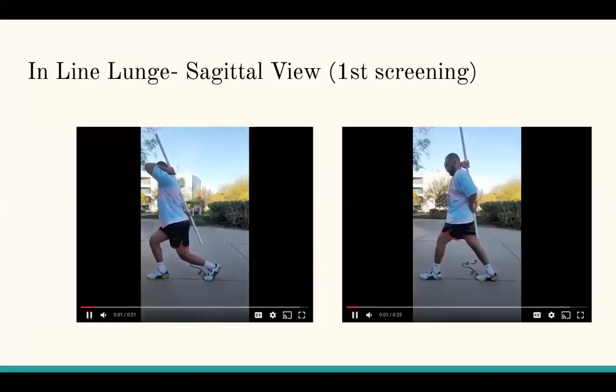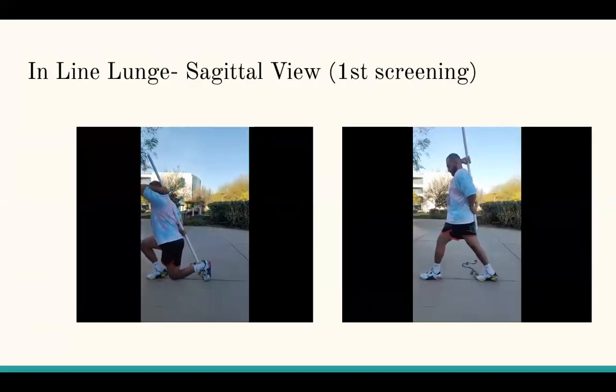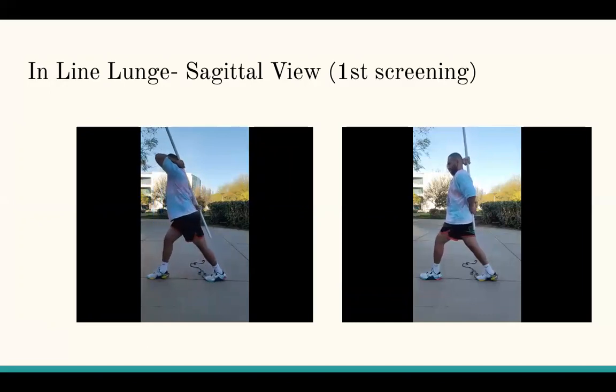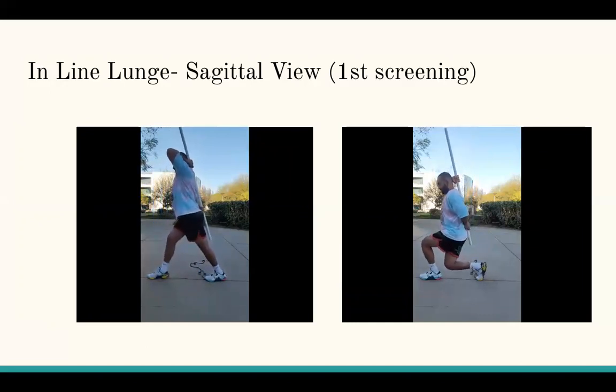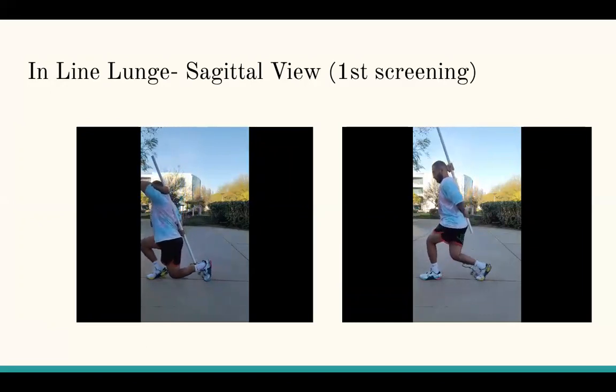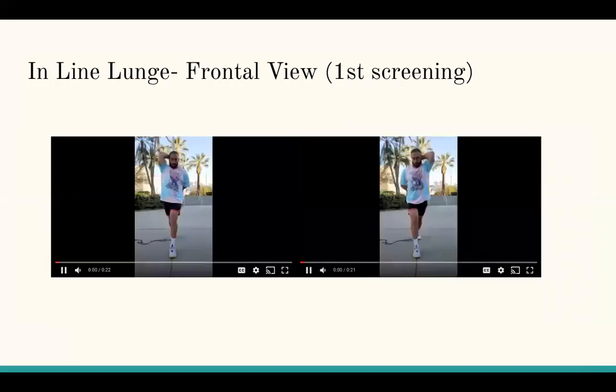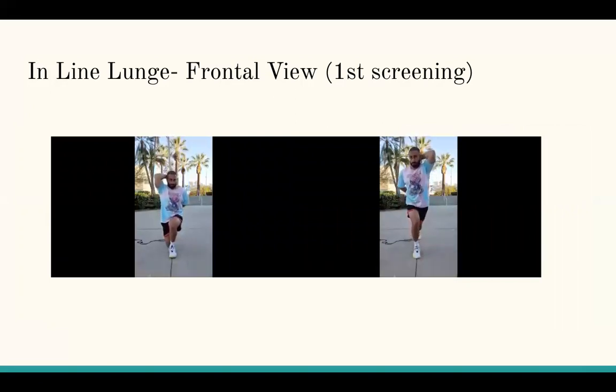The inline lunge sagittal view, first screening: instability on his right ankle, and he's very shaky during these lunges. Frontal view of the inline lunge. In this one, his ankle mobility is a problem, and you can see his foot poking out in the back. It's because of his wider base of support, and he's very shaky in these as well.